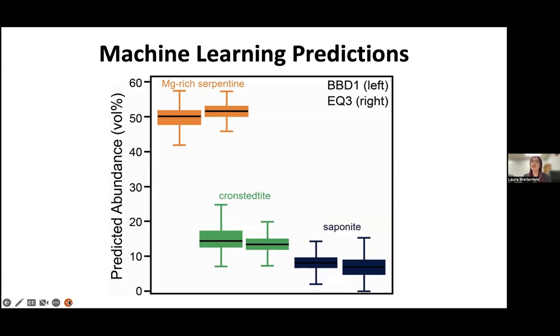In this diagram, this is a summary of the predicted abundances for magnesium-rich serpentine, cronstedtite, and saponite. For the Baseball Diamond 1 data that I'm focusing on here, these are shown on the left. So we have the highest prediction of magnesium-rich serpentine, followed by cronstedtite, and finally saponite.